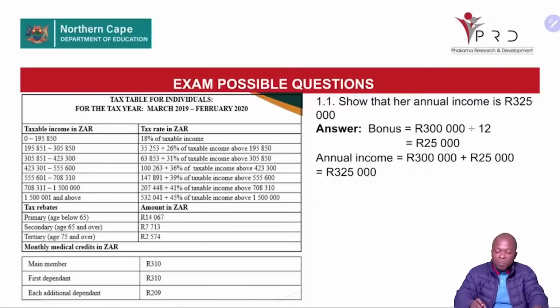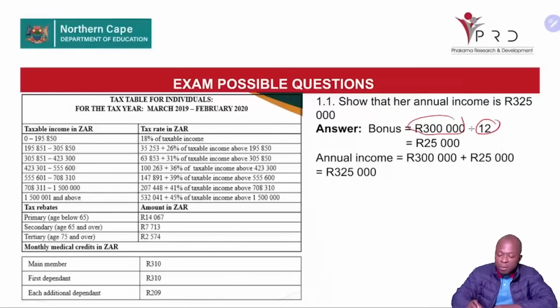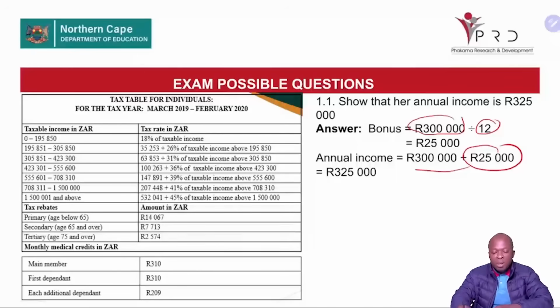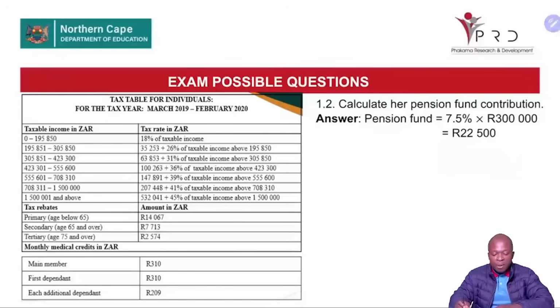How do we do that? Remember, she gets 300,000, so you must divide it by 12 so that you know how much is 1 month's salary. Once you know the amount per month, you add the bonus. You add the bonus to how much she was getting the whole year. So that's how you get the 325,000. Let's look at the next question.